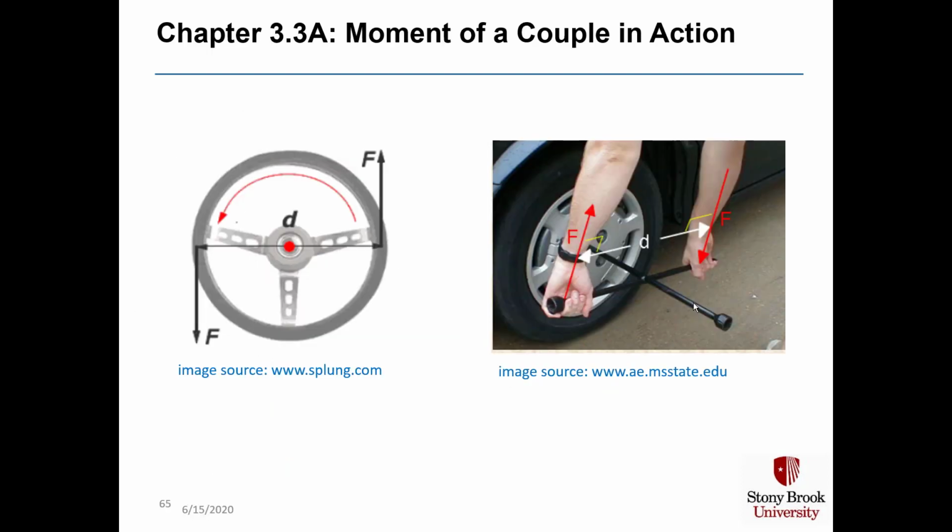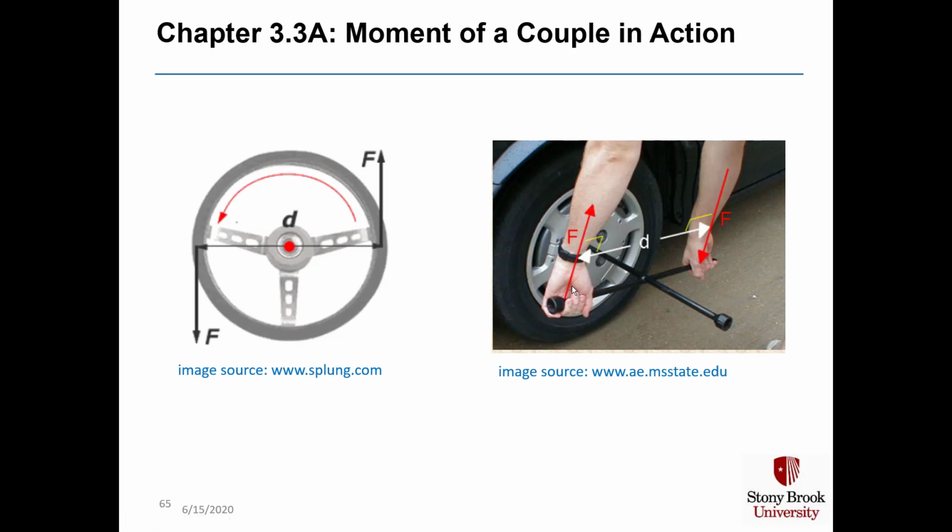Here's some real-world examples of moments of a couple in action. Every time you drive a car and you turn left, the force has to go up on the right side of the steering wheel and down on the left side. These two forces are separated by a distance D. They make the steering wheel move counterclockwise and the car moves to the left.